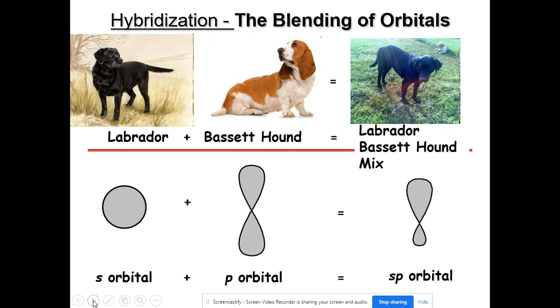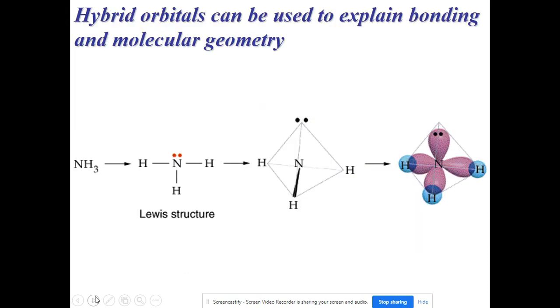And the idea behind this is to allow us to get the bond angles that we are seeing with the geometries of the molecules. So when we look at molecules, we see that when we look at something like ammonia, NH3, it has a trigonal pyramidal structure with a little bit less than 109.5 degree angles.